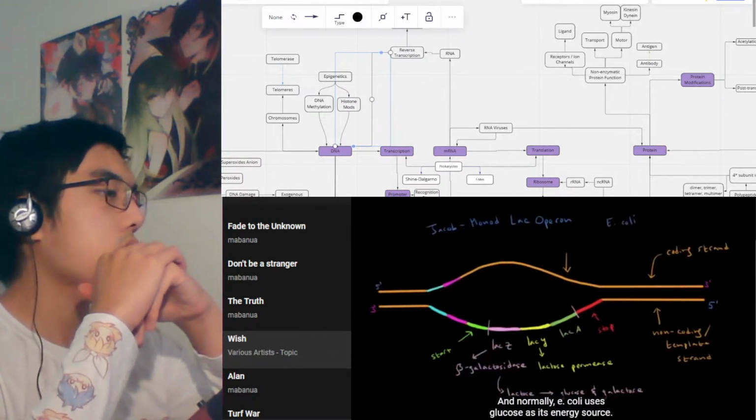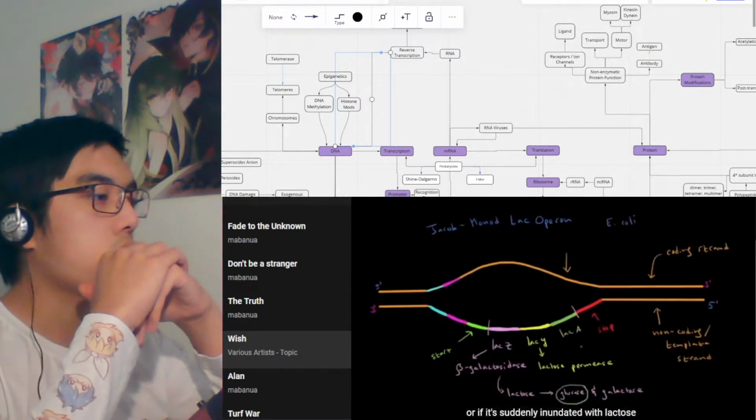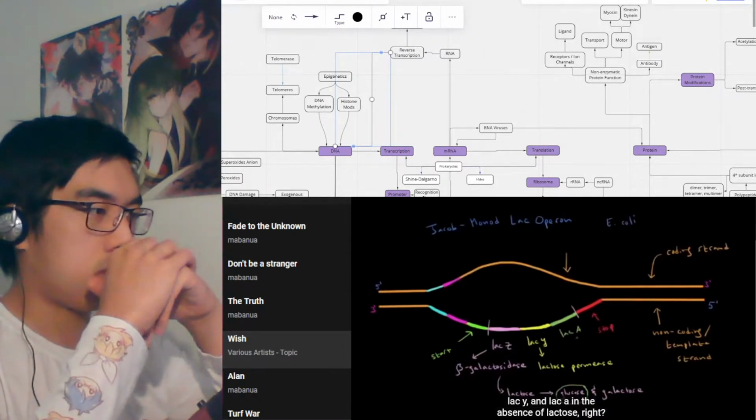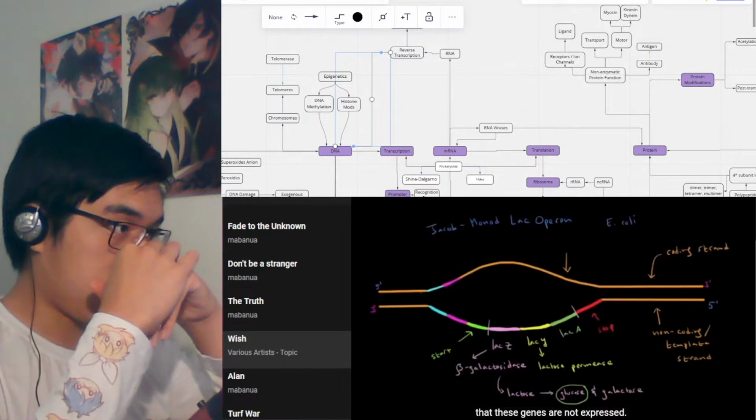And normally, E. coli uses glucose as its energy source. That's the default. However, if glucose is not available, or if it's suddenly inundated with lactose, it will want to break down lactose. But why should E. coli express lac-Z, lac-Y, and lac-A in the absence of lactose, right? We just explained before that would be a huge waste of energy. So the default situation is that these genes are not expressed. Let's see how that is.